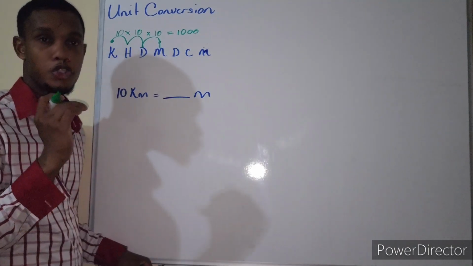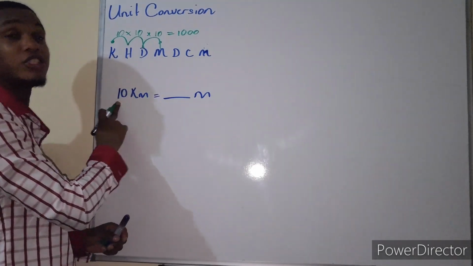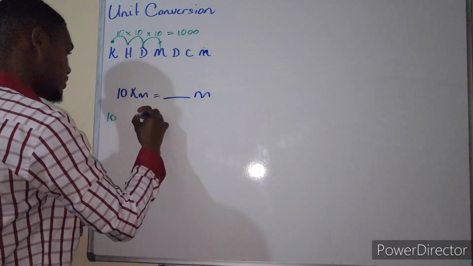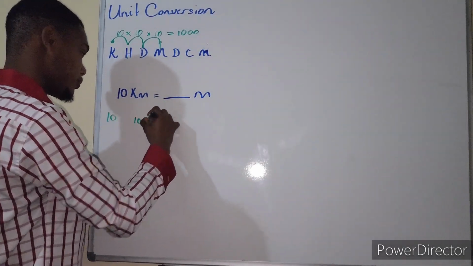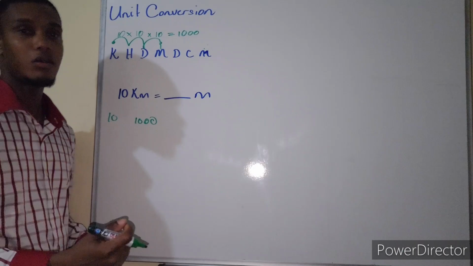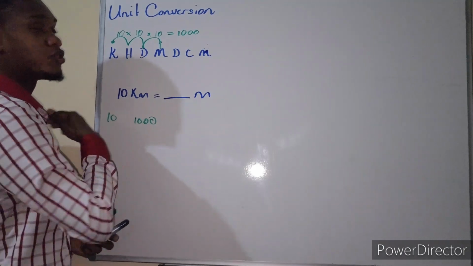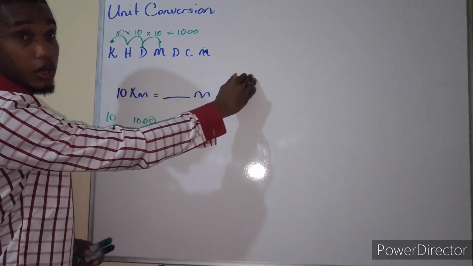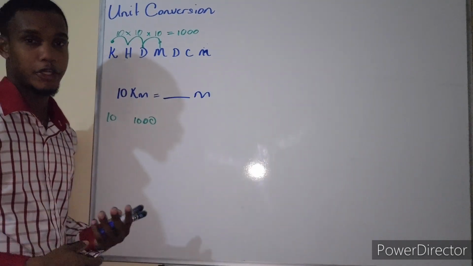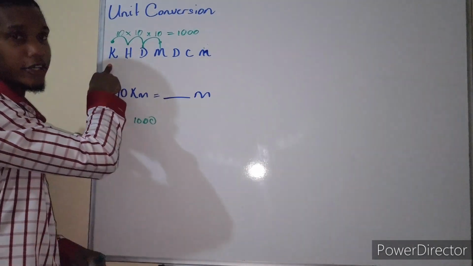Now, whatever unit you are given, you'll write that first, or the number that is attached to your unit. So we want to change 10 kilometers, so you write 10. Whatever answer you got from your table, you'll write it second with a little space between it. So that's 10 and 1000. Now, you need to ask yourself, am I moving from a bigger unit to a smaller unit, or from a smaller to a bigger? If you're going to the right of your table, you're going to a smaller unit. But when you go to the left of the table, you're moving to a larger unit than what you started with. In this case, we are moving from a larger to a smaller.